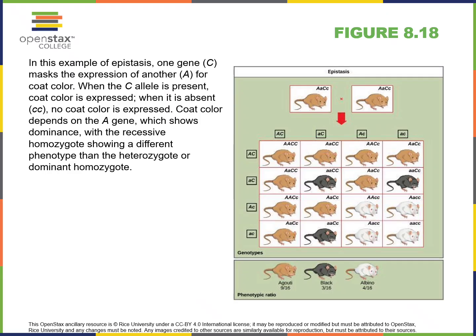So in this particular example of epistasis, the gene for coat color may be the C gene, but you don't see any coat color unless the A gene is expressed. That's what it's saying here. So when you have expression of that A allele, you do get a coat color. If you have expression of the A allele and no expression of the C allele, you'll get an albino mouse. And that's what this epistasis example is showing.